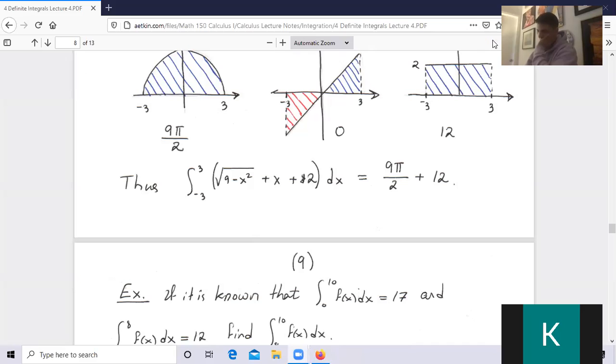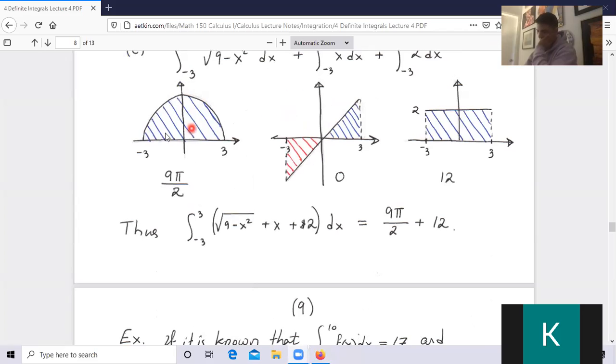We're trying to not just push symbols, but read the information and recognize what it is that we're doing. So how do we get 9 pi over 2? What is this? Root of 9 minus x squared, when I set it equal to y, represents part of the circle. That circle has radius 3 and it's centered at the origin. Yes? Now, what's the area of a circle of radius 3? It's 9 times pi. But this is only the positive part of the circle. Y is positive, so that makes half a circle. That's why 9 pi over 2. Good?